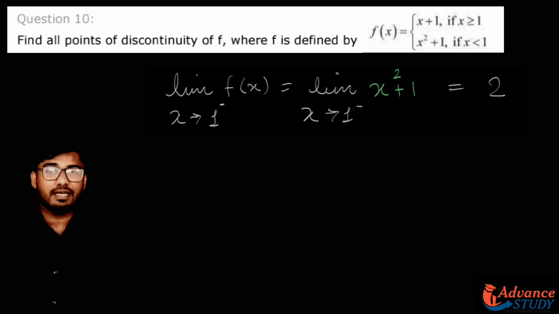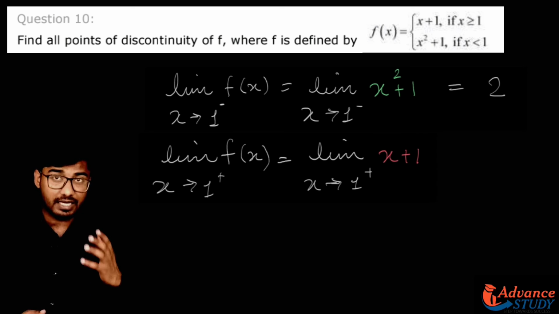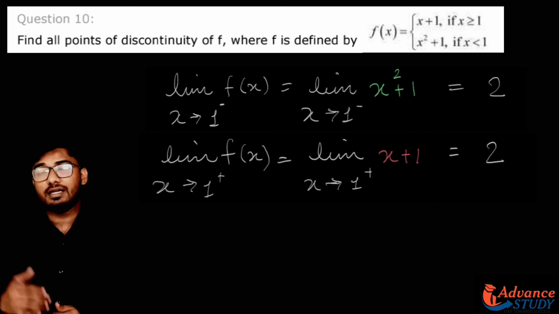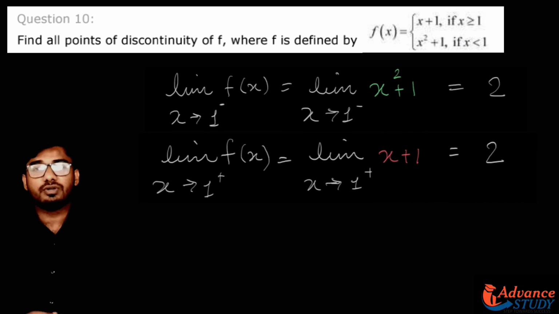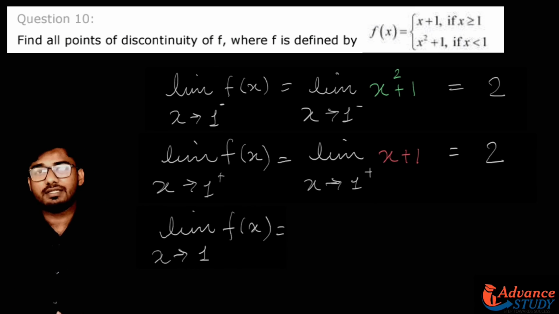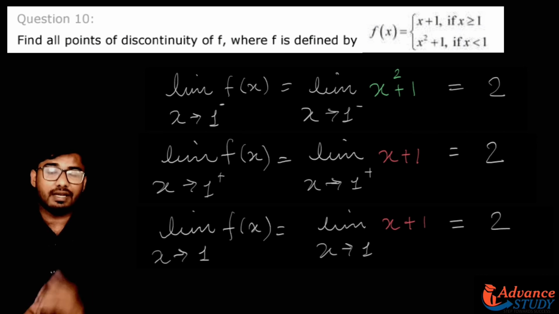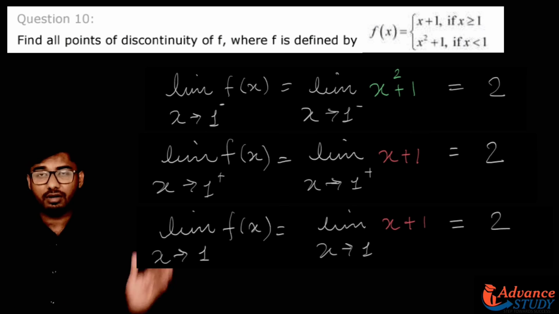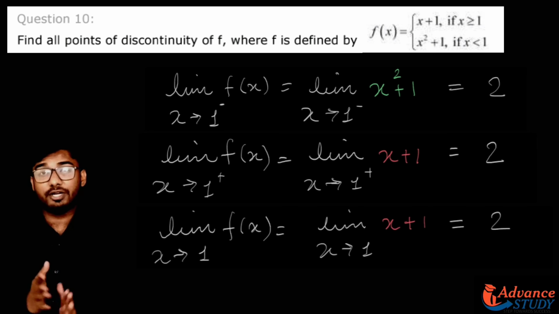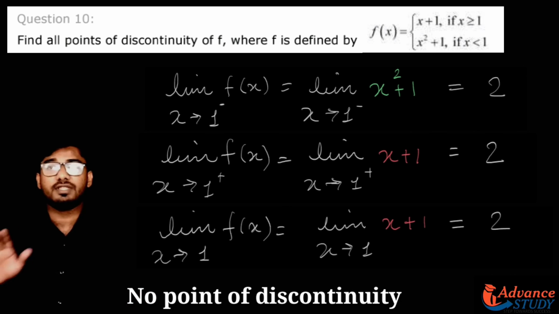Okay, so the right hand limit, or we can say limit x tends to 1 positive, it means we have to take x plus 1, then the answer will also become 2. So again, when we take limit x tends to 1, the function also becomes 2. So the left hand limit, right hand limit and the function all are equal, so there is no point of discontinuity, because the function is continuous.